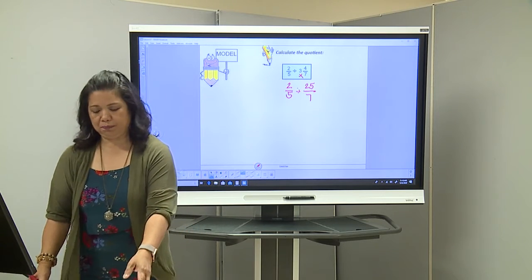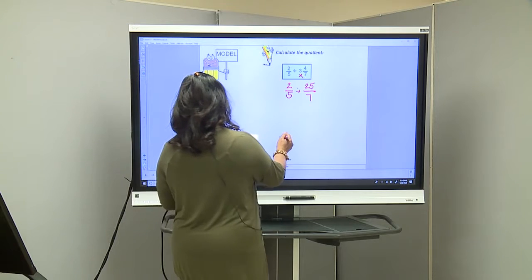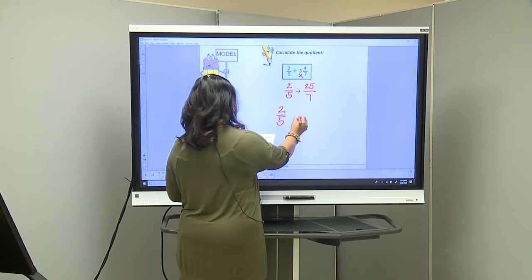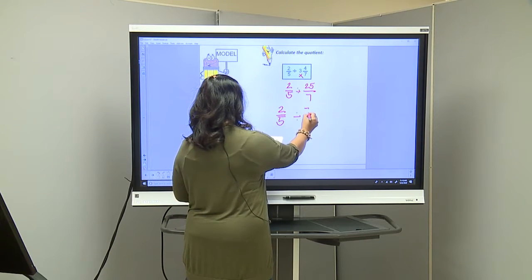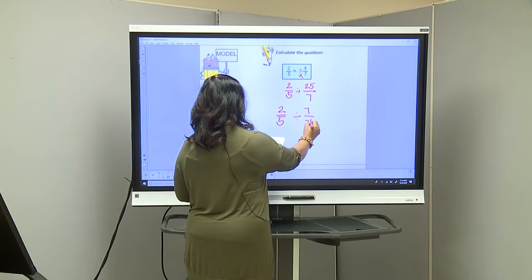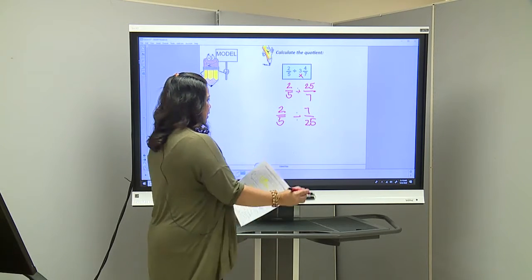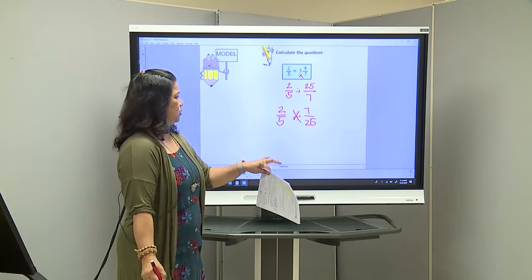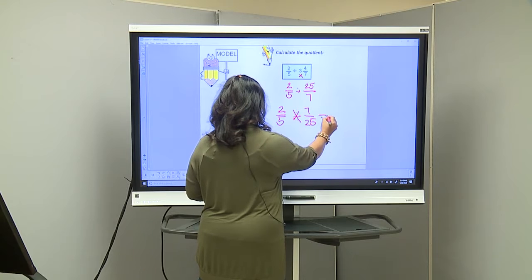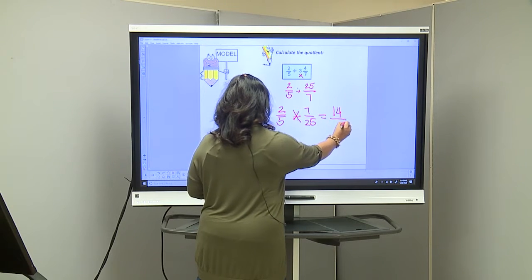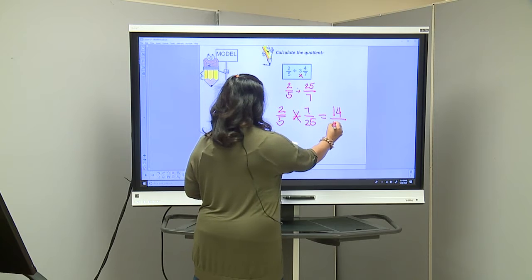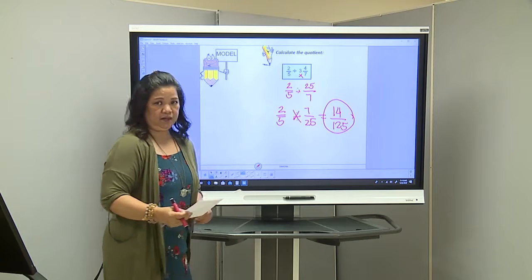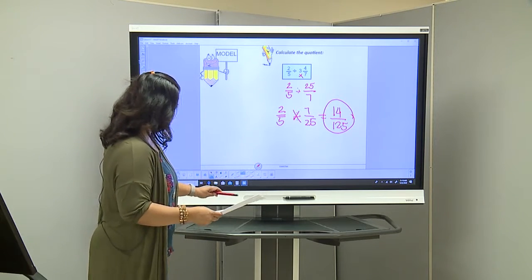Invert and multiply. Okay, so 2/5, you keep that. Instead of 25/7, we say 7/25. Okay, and then you multiply. Invert and multiply. So 2 times 7 is 14. And 5 times 25 is 125. So can we still simplify that? No, I don't think so. I think it's the simplest form already.